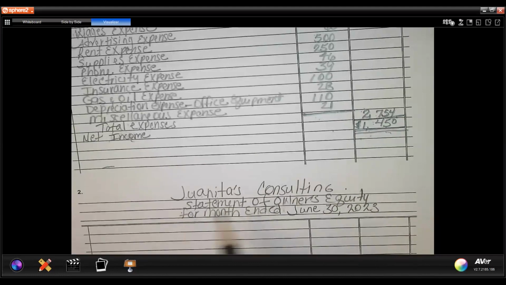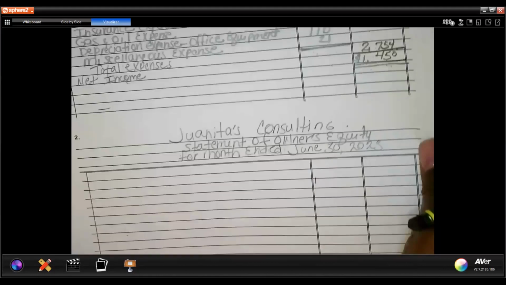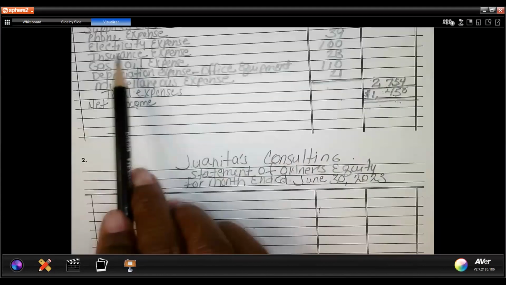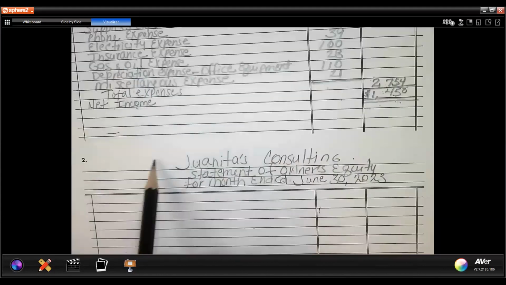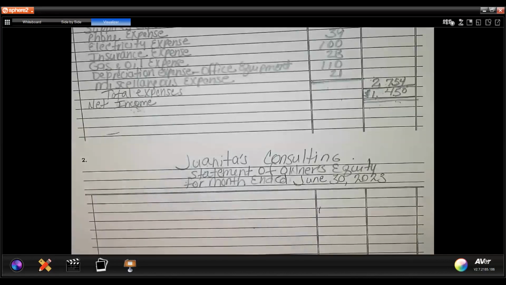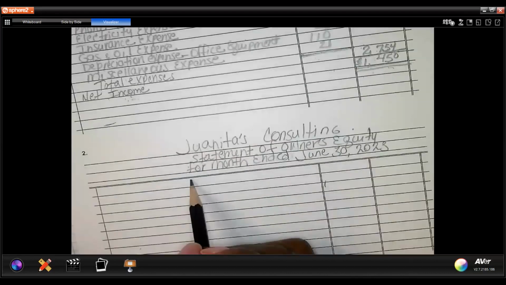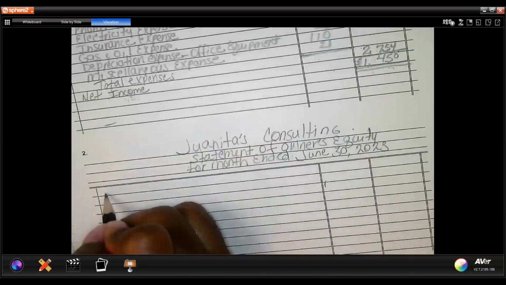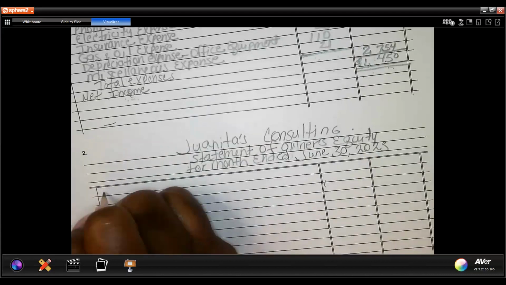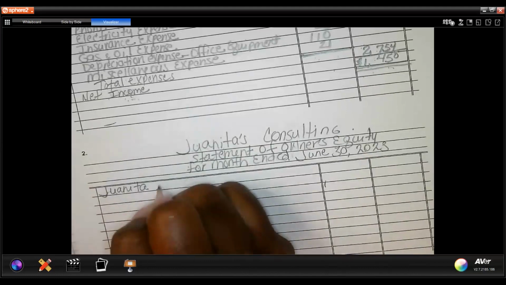So now let's move on. Again, we're going to revisit our income statement because there is some information that we will need to pull from it, which is going to be that net income or net loss total. So here, the name of the owner, that's what we're going to begin with on this top line. Her name is Juanita Alvarez is her last name.